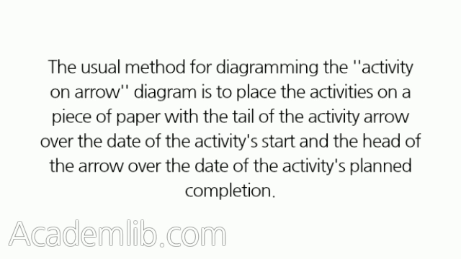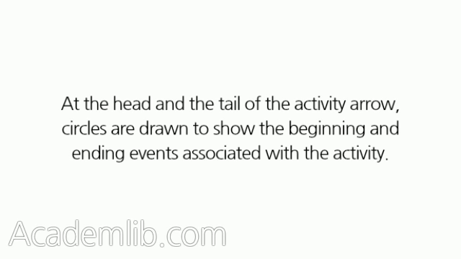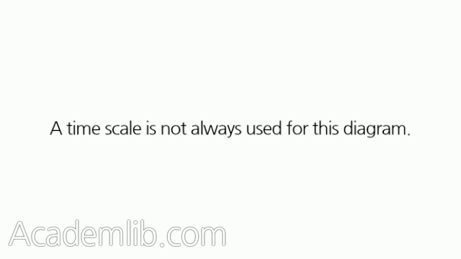The usual method for diagramming the activity on arrow diagram is to place the activities on a piece of paper with the tail of the activity arrow over the date of the activity's start and the head of the arrow over the date of the activity's planned completion. At the head and the tail of the activity arrow, circles are drawn to show the beginning and ending events associated with the activity. A time scale is not always used for this diagram. This reduces the need for many of the dummy activities but loses the ability to graphically depict the durations, start dates, and finish dates of the schedule.